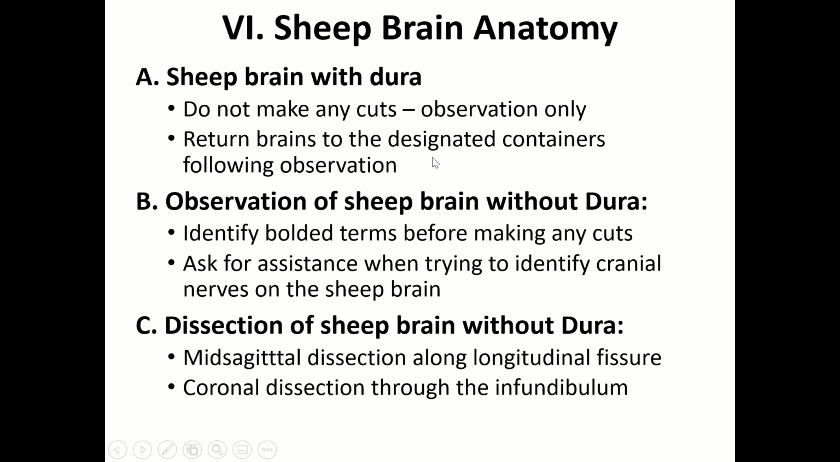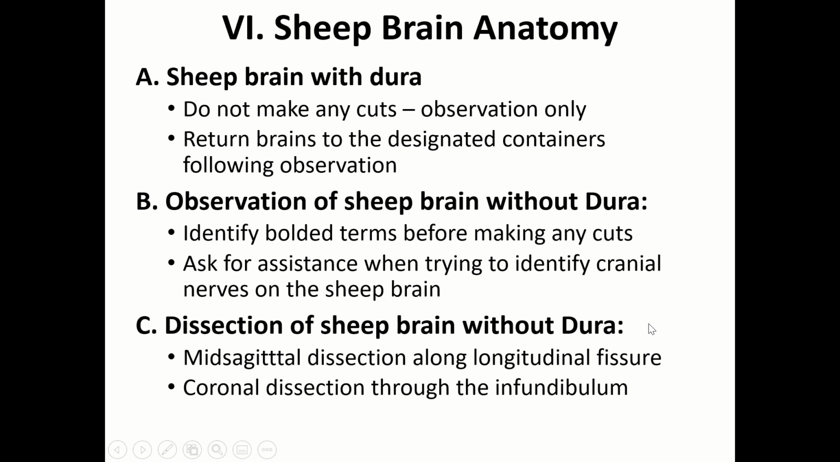After you've done that, you'll then obtain a second brain, and this is going to be a whole sheep brain without dura. Make sure that you first identify all bolded terms in the lab manual before making any cuts. Then when it's time to make your incisions, be sure to know exactly where those should be made. Make sure that you ask for assistance when trying to identify cranial nerves on the sheep brain, as many of them are obscured and break very easily.